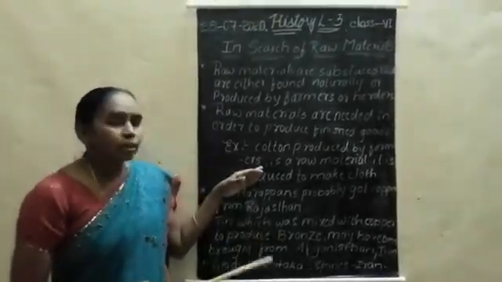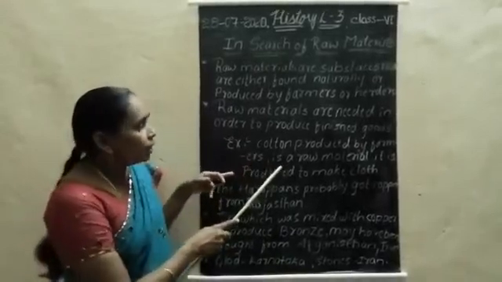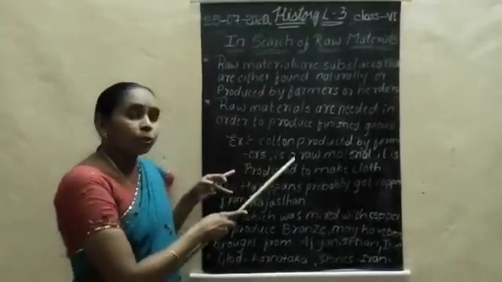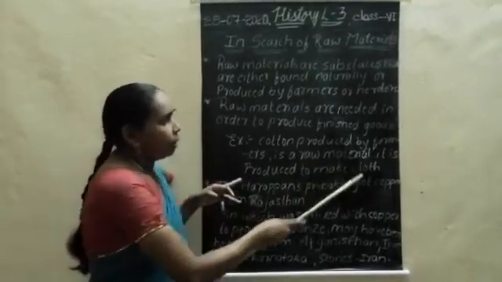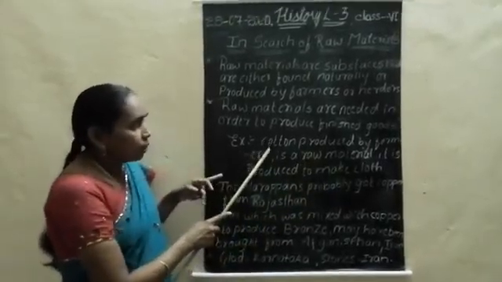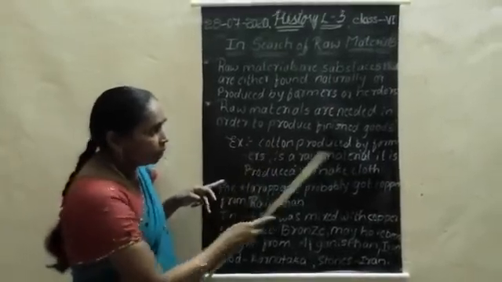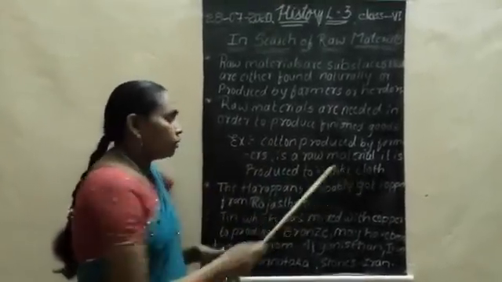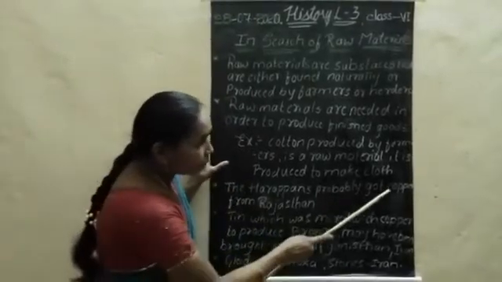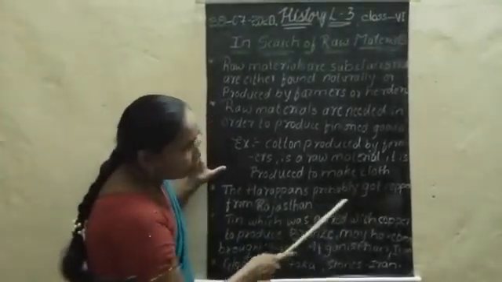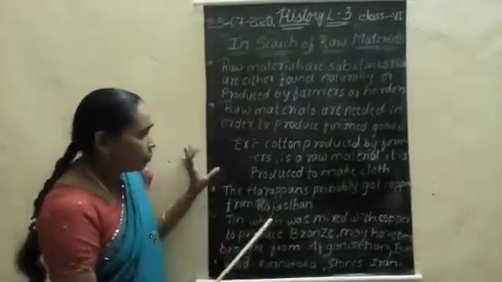What raw material did we need here? We needed cotton. Who produced the cotton? Cotton was produced by the farmers. By using the cotton, they made different cloth. Next, the Harappans probably got copper from Rajasthan.